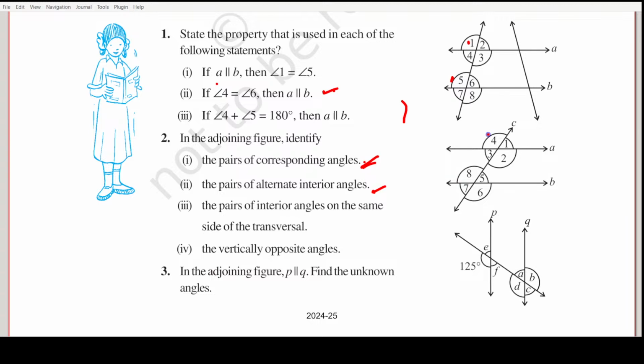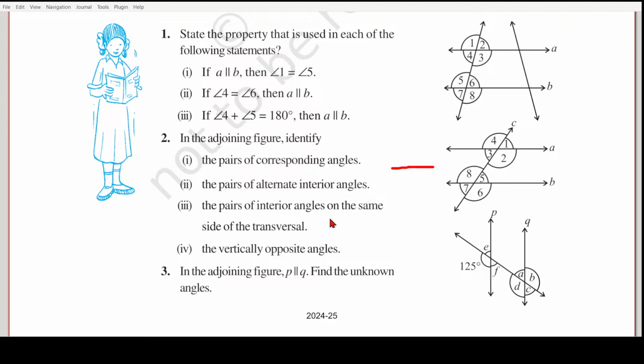Oh, wait. 4 and 6 are exterior. You are looking for alternate interior. I was looking at the one above. You are looking in this picture. Okay. Fine. Got it. Look at this picture.